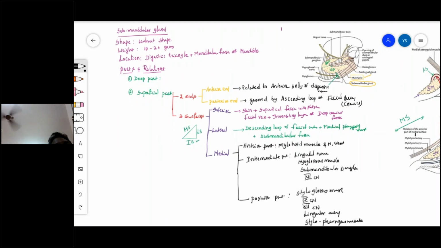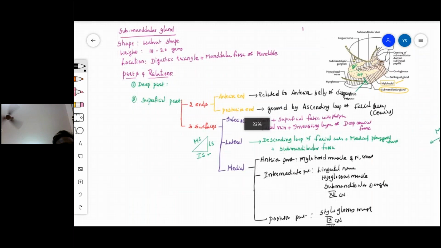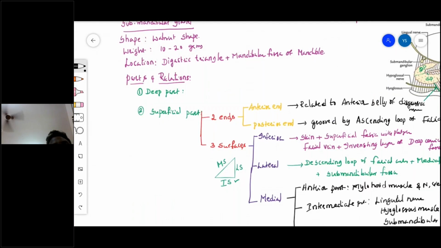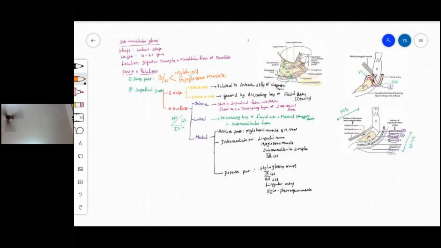What is balancing here? The deep part, right. The deep part is simply present between the mylohyoid and hyoglossus muscle. That is the deep part. So this is about the parts and the relations of the submandibular gland. Is it clear? Okay.